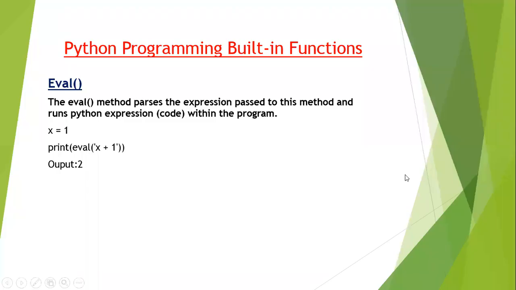The eval function parses the expression and runs the Python expression within a program. Here we pass x equals 1, then print x plus 1. It adds the number 1 plus 1, and it prints 2.